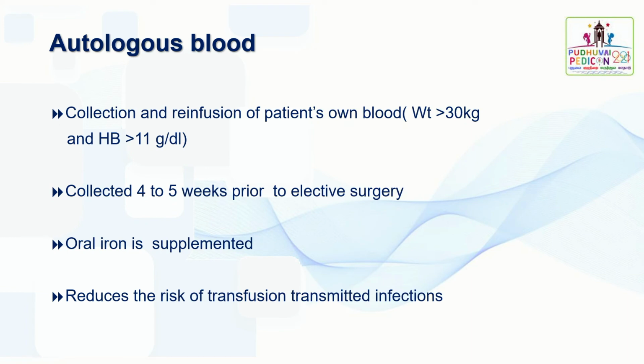What is autologous blood? It is nothing but collection and reinfusion of the patient's own blood. Even children with weight more than 30 kg and hemoglobin more than 11 gram are eligible for autologous blood transfusion. So the blood is collected 4 to 5 weeks before elective surgery and can be reused. The child can be supplemented with iron. It reduces the risk of transfusion-transmitted infections.